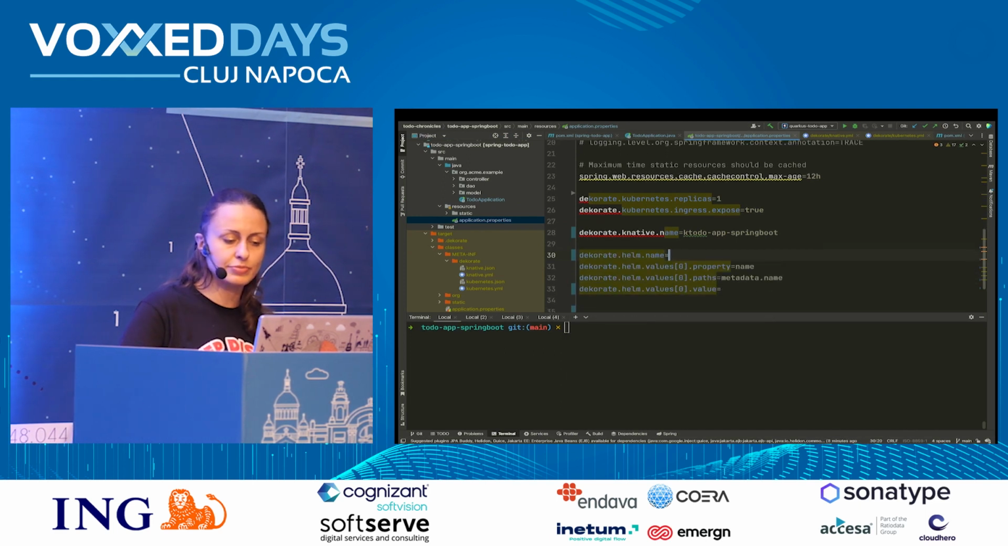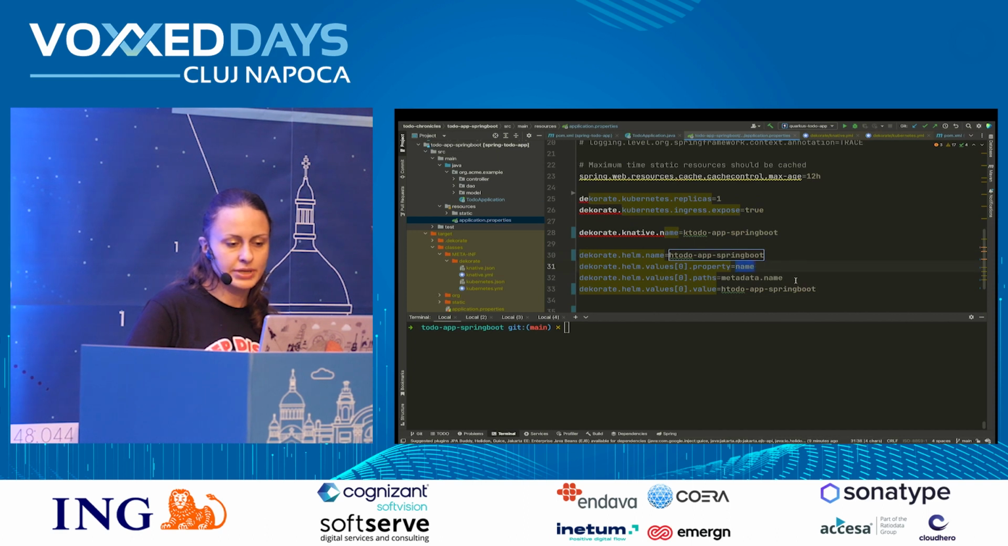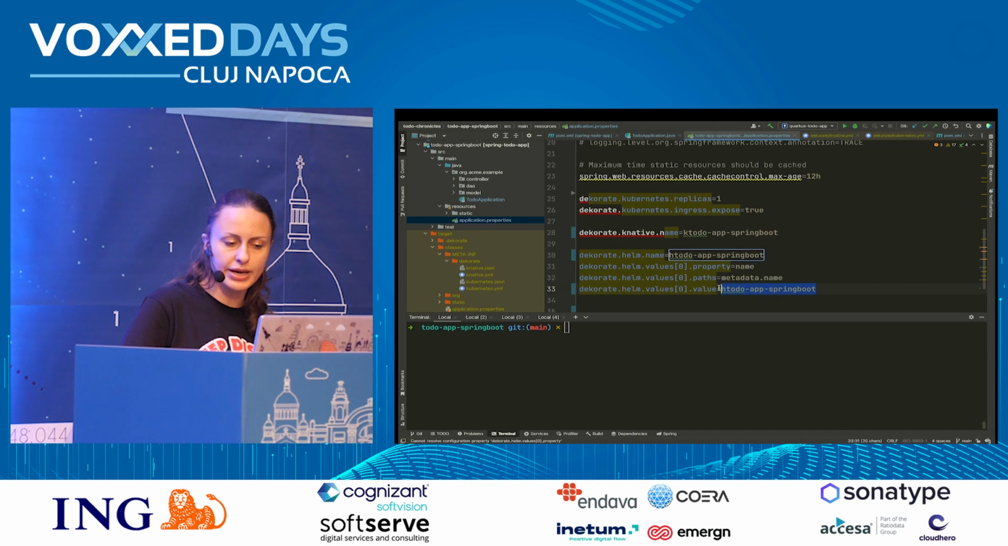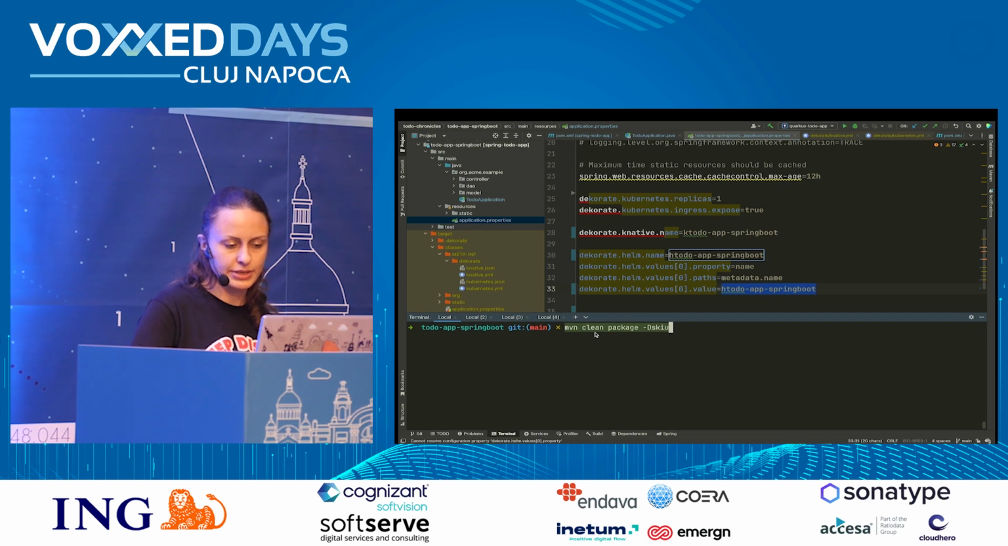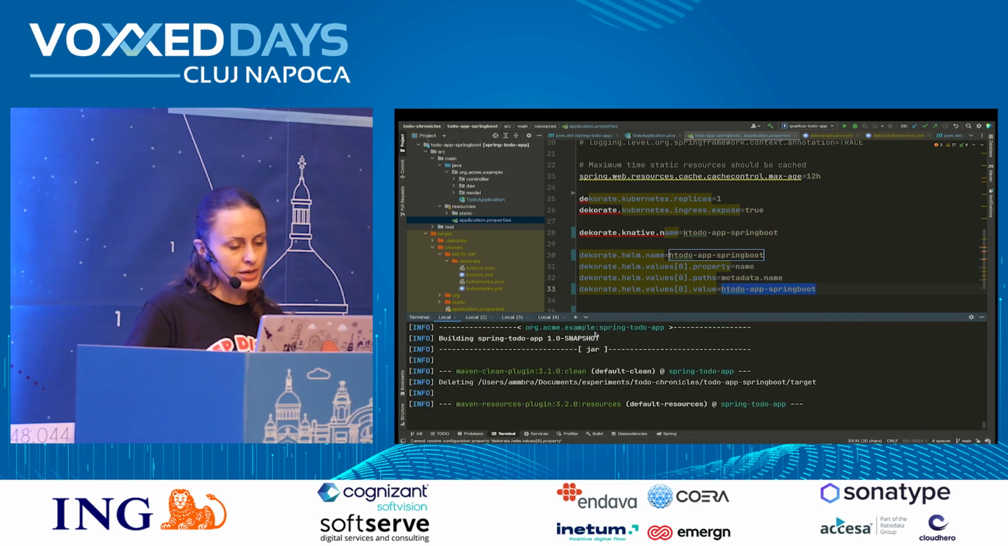So in this case, the dekorate.helm properties, I'm just going to rename this to h2do app SpringBoot. Give it a name here, replacing the name of the property everywhere with h2do SpringBoot. So let's generate this Helm chart, again with mvn clean package, and see what's going to change.